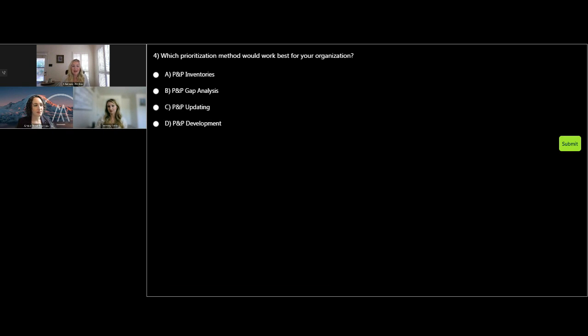So with that said, polling question: which prioritization method would work best for your organization? My goodness, that was kind of a mouthful. So is it A, policy and procedure inventorying, B, P&P gap analysis, C, P&P updating, or D, policy and procedure development? So really developing those comprehensive policies and procedures. And I have to say, I think it can almost go in sequence with prioritization, A down through D.